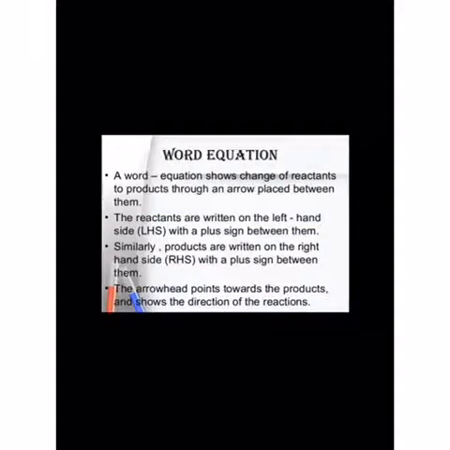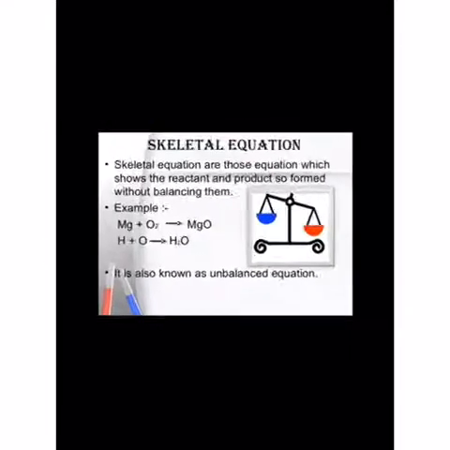How does a word equation work? A word equation shows the change of reactants to the products through an arrowhead placed between them. The reactants are written on the left hand side with a plus sign in between, and products are written on the right hand side with a plus sign between them. The arrowhead points towards the products and shows the direction of the reaction.